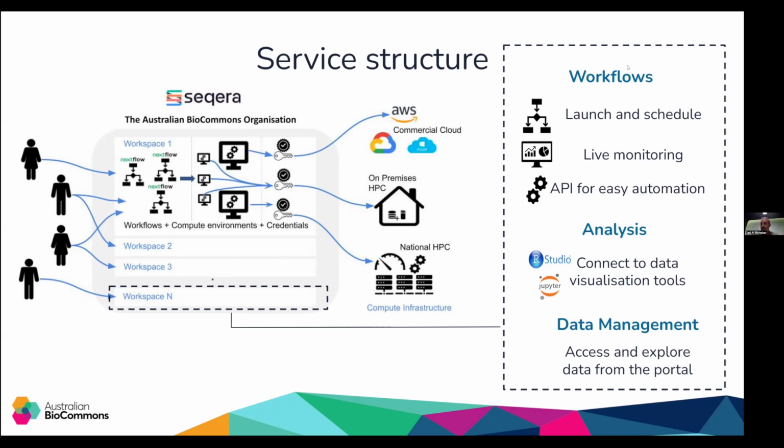There are many features that make it easier for researchers to use the platform. That includes a user-friendly web interface to launch and run Nextflow workflows. It allows you to have live monitoring of different jobs that are running in parallel, simply in one centralized point, which is a web platform. It also has an API to make it easier to automate the execution of workflows. The platform also allows launching Jupyter notebooks and RStudio, so you can interact with the data directly from the platform, and you can also explore the data you have on different storage systems that you can access from the platform.